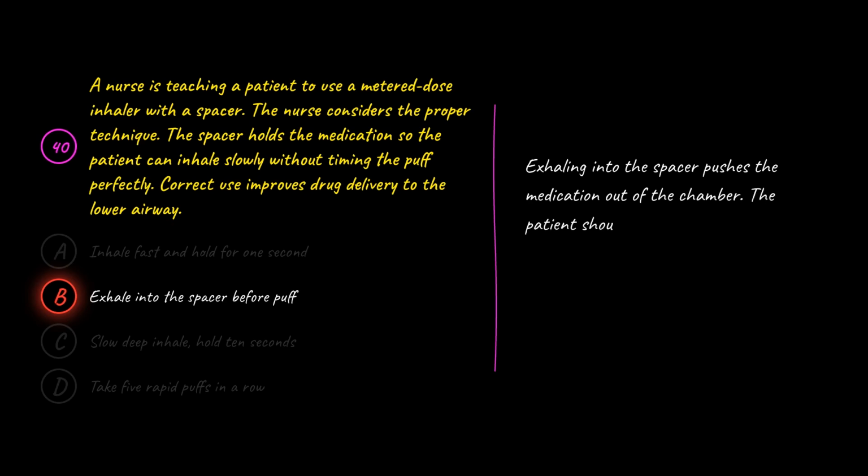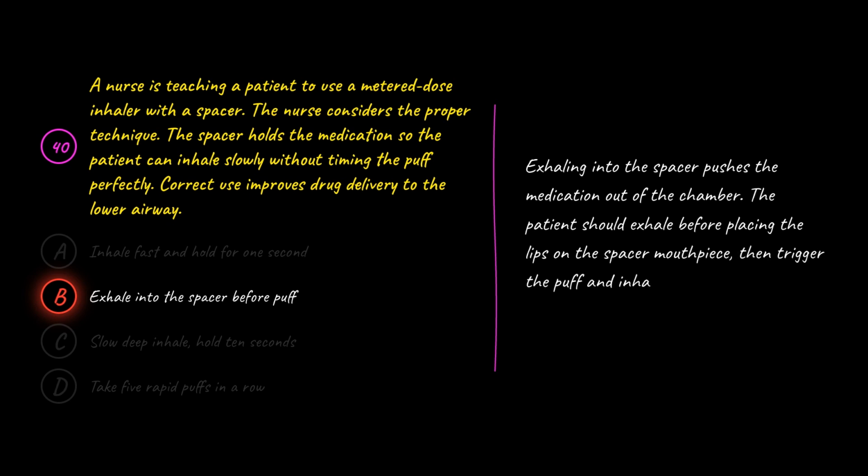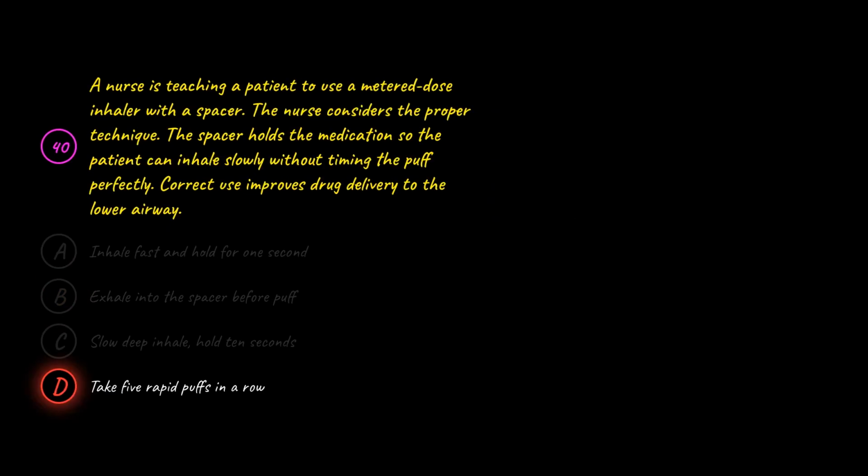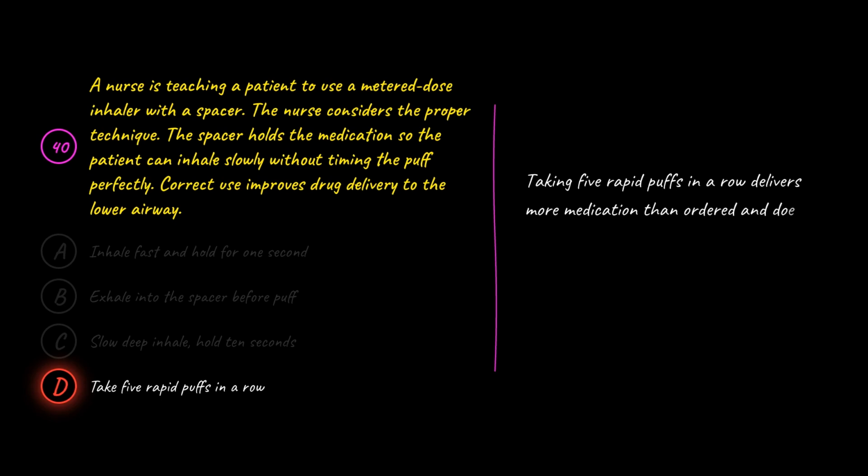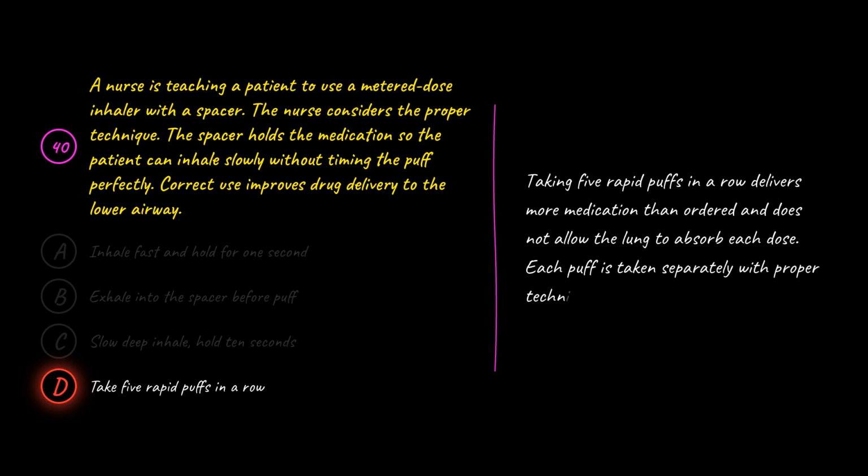The patient should exhale before placing the lips on the spacer mouthpiece, then trigger the puff and inhale slowly through the mouthpiece. D is wrong because taking 5 rapid puffs in a row delivers more medication than ordered and does not allow the lung to absorb each dose. Each puff is taken separately with proper technique and timing between attempts.